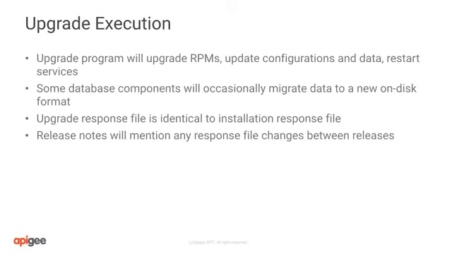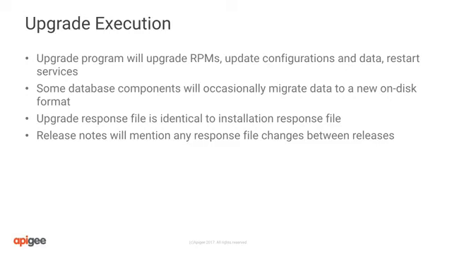The upgrade program will take care of upgrading RPMs to the newer software release, updating service configurations and updating or migrating data if necessary, and restarting services. In some cases, the only action will be to upgrade the RPMs and restart services. For components such as Cassandra or PostgreSQL, a data update or migration may occasionally be necessary, and this will be done for you.